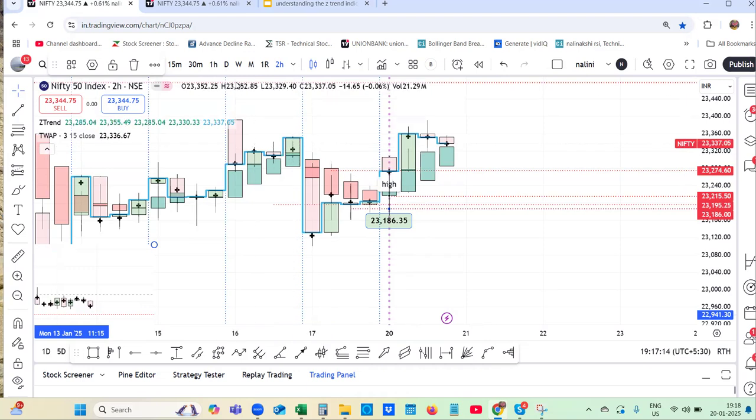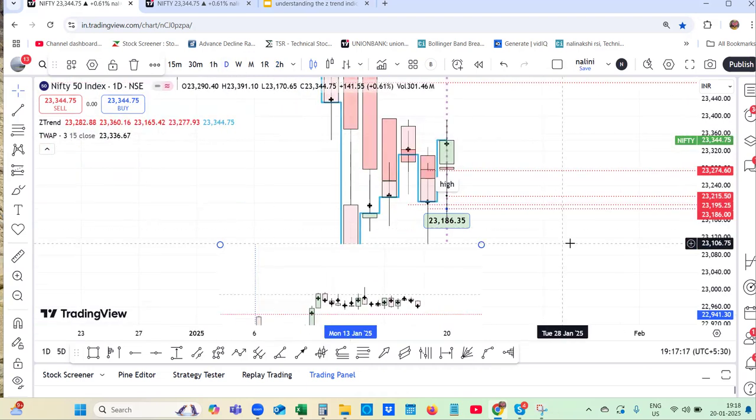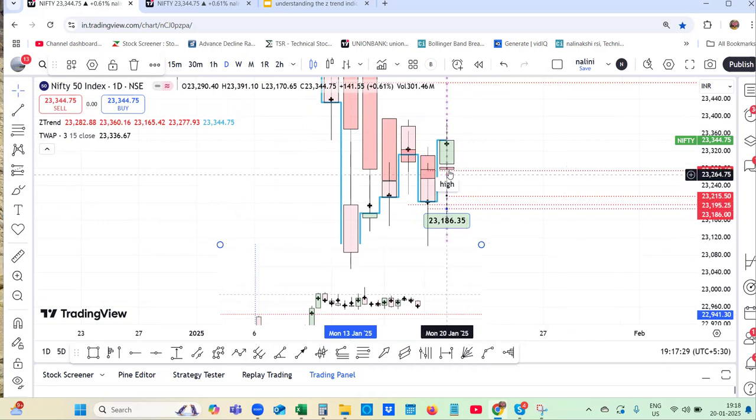But if I change the time frame to daily, even though there is a strong close in the 2-hour candle, you are not getting a daily candle closing in green. It has not closed green. It has closed around 23,344, even though it is above the average price, 23,336 for the daily candle. So maybe trend may develop tomorrow.